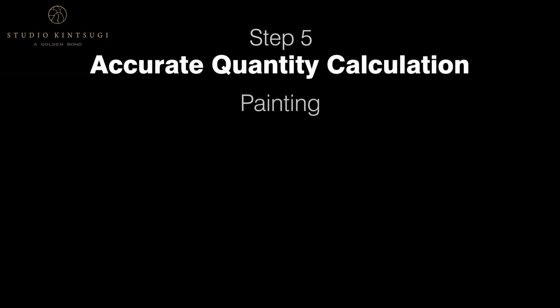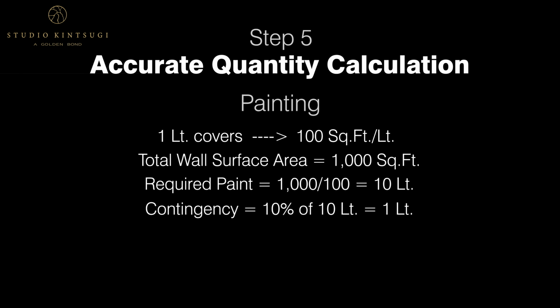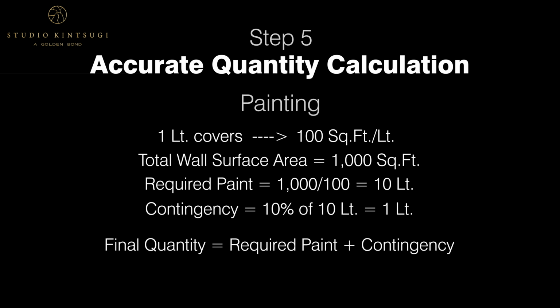Let's take a painting for example. On an average, 1 liter of paint covers about 100 square feet of area. In this example, we have wall surface area of 1000 square feet which needs to be painted. Hence, the required paint would be 10 liters. We'll also add the 10% contingency, which is 1 liter. So the total paint required would be 11 liters.